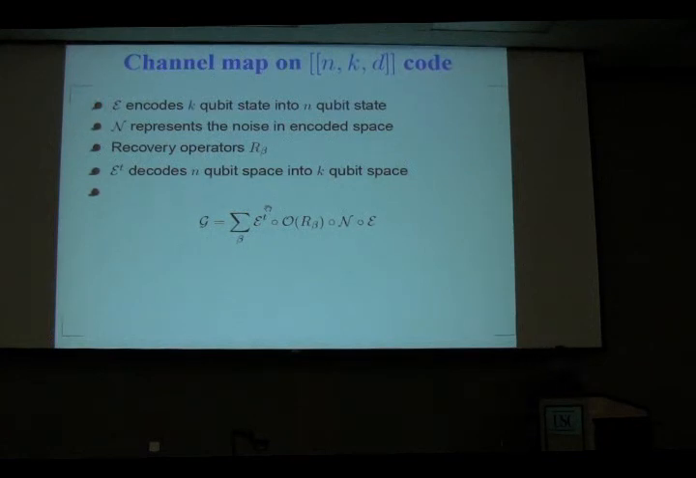And then finally, I decode. Since the encoding operator in this Pauli basis is real, for the decoding operator, I just do this E transpose here.